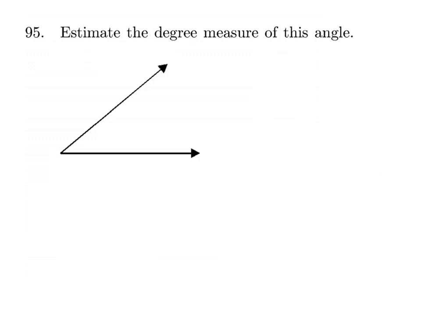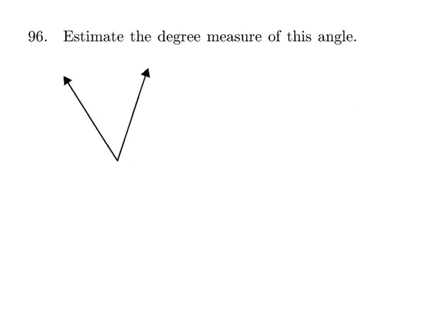Estimate the degree measure of this angle. This is 90 degrees. Half of that's around 45 degrees. So I'll say this is roughly 45 degrees. It's just an approximation. Done. Estimate the degree measure of this angle. Maybe this is around 35 degrees or 45 degrees. It's definitely less than 90. As long as you're within that range, you're good. It's just an approximation.